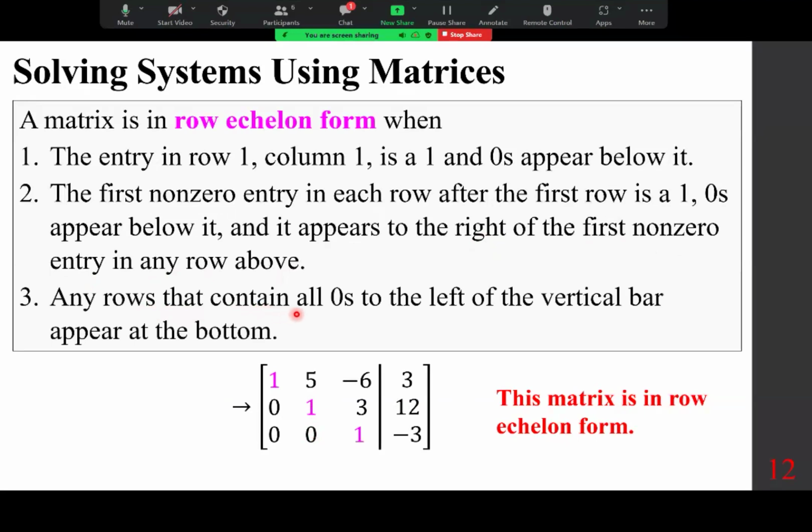Any rows that contain all zeros to the left of the vertical bar appear at the bottom. This is the vertical bar; remember, this is the coefficient matrix, this is the constant matrix. We're talking about the coefficient matrix to the left of the vertical bar. So if they are all zeros, they must be at the bottom.